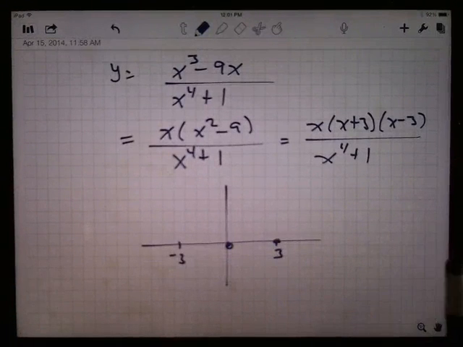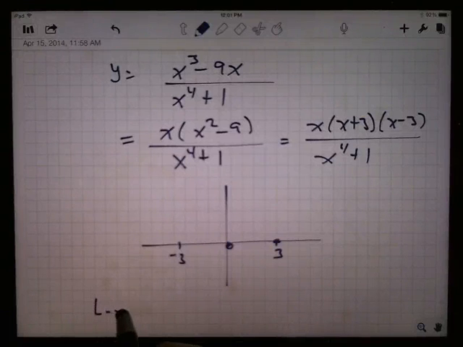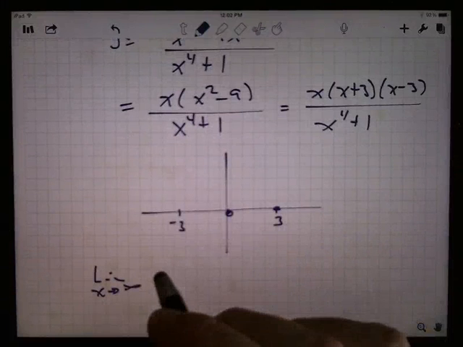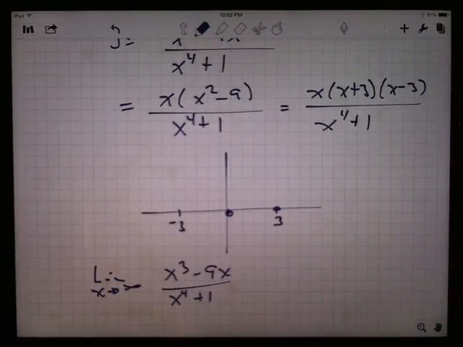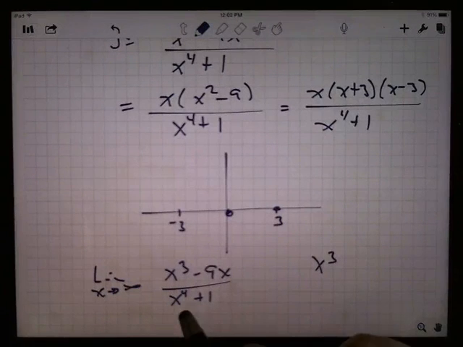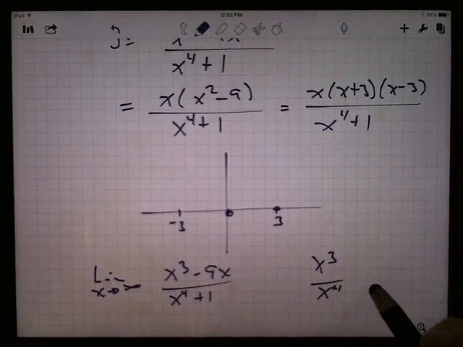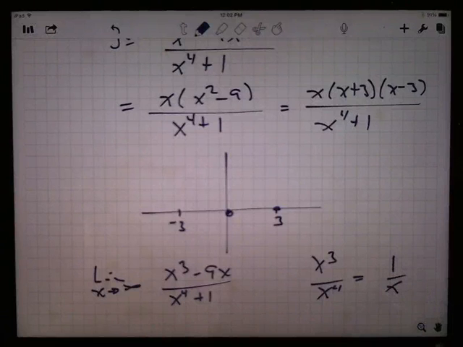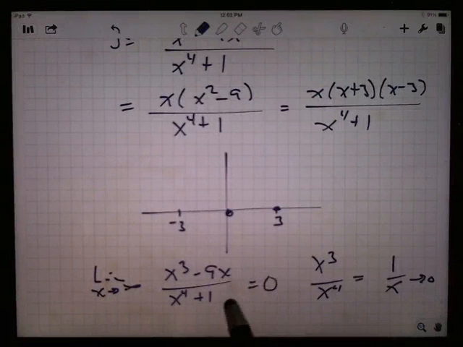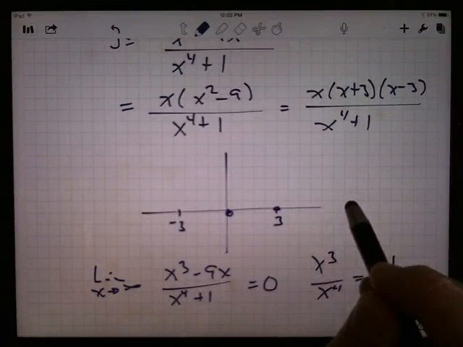If I look at the limit as x goes to infinity, this x cubed minus 9x over x to the fourth plus 1, biggest power on the top is an x cubed. Biggest power on the bottom is an x to the fourth. Canceling out what I can here, this looks like a 1 over x, and that's going to go to 0. So this tells me I've got a horizontal asymptote of 0. So as x is getting big, it's going to 0.